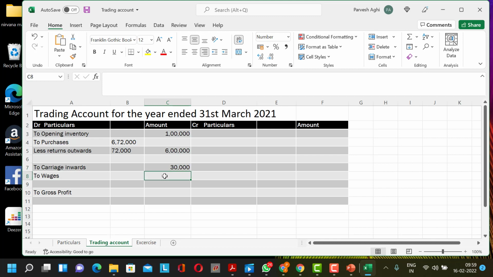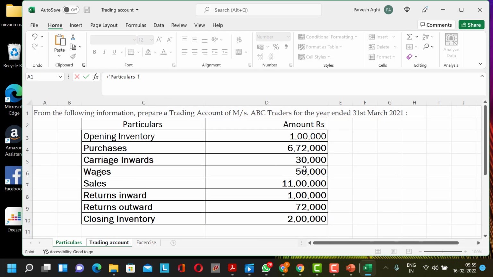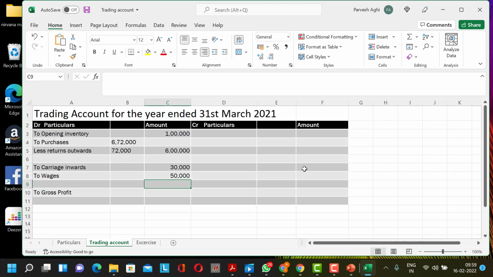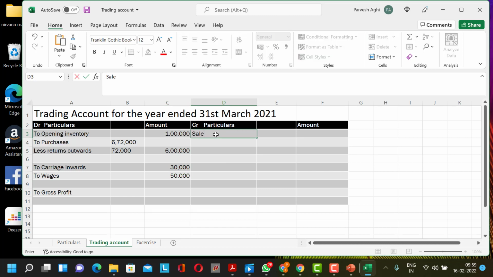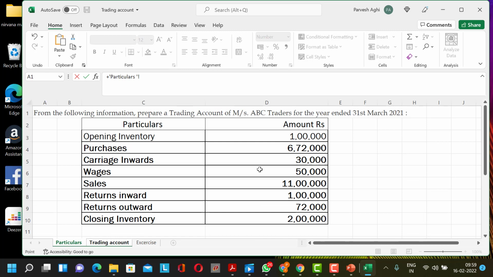Yes, sir. Then go to wages and put a plus sign here. Go to wages and pick it from here. Have you done? Yes, sir. And then go on the credit side and put sales. Actually, this I have not written. So put sales, and put your cursor on the internal side because the sales have some returns. So go to your sales, 11 lakhs. Fine.